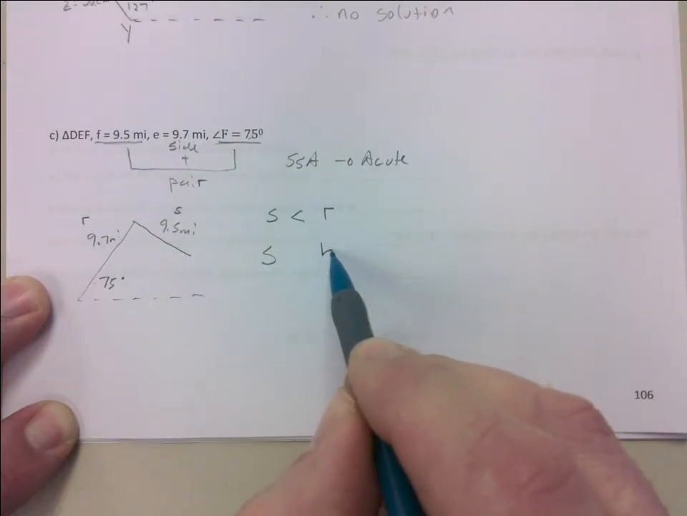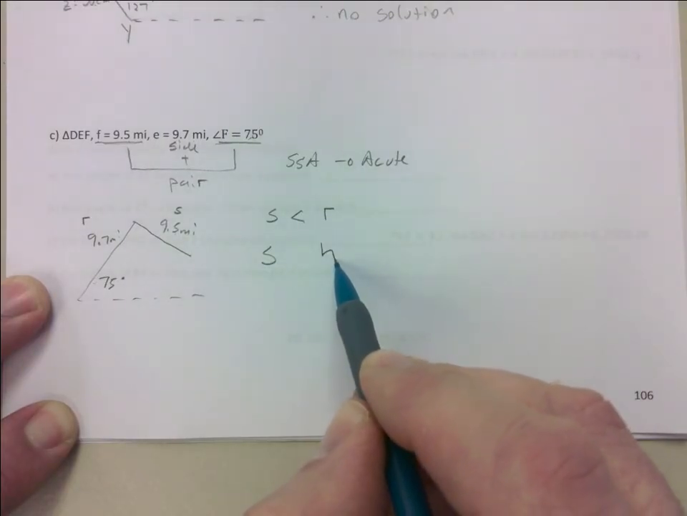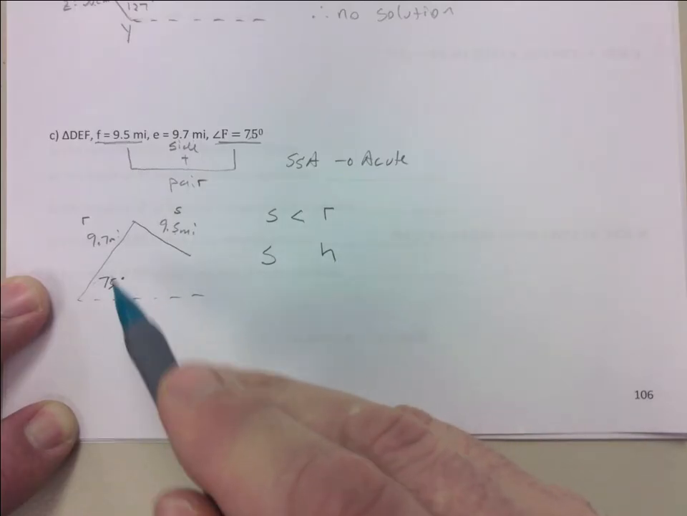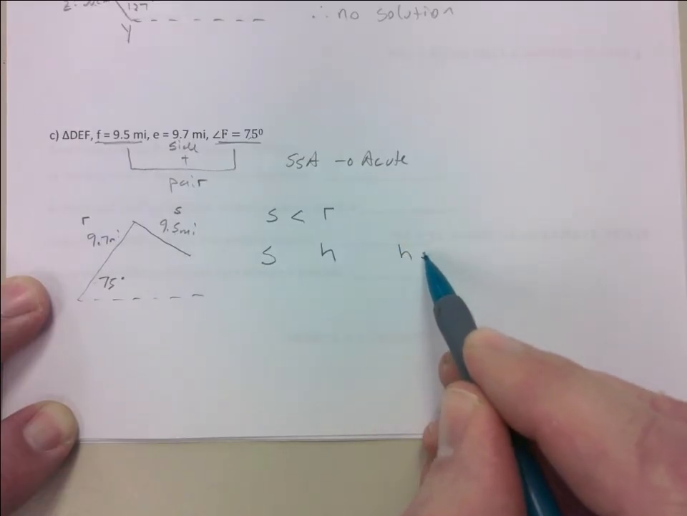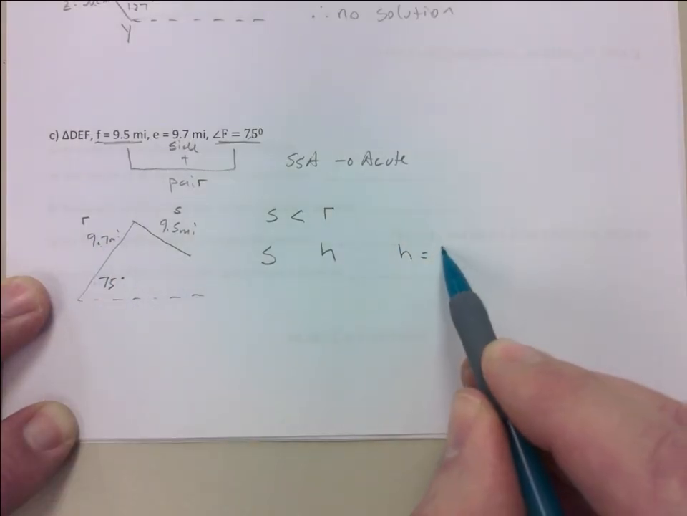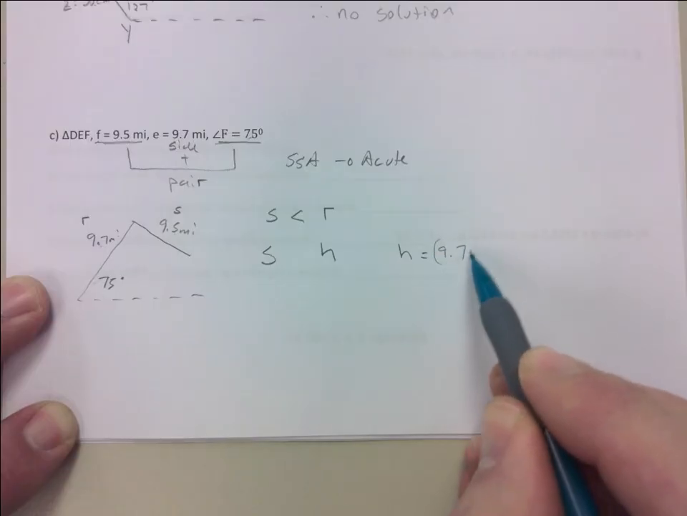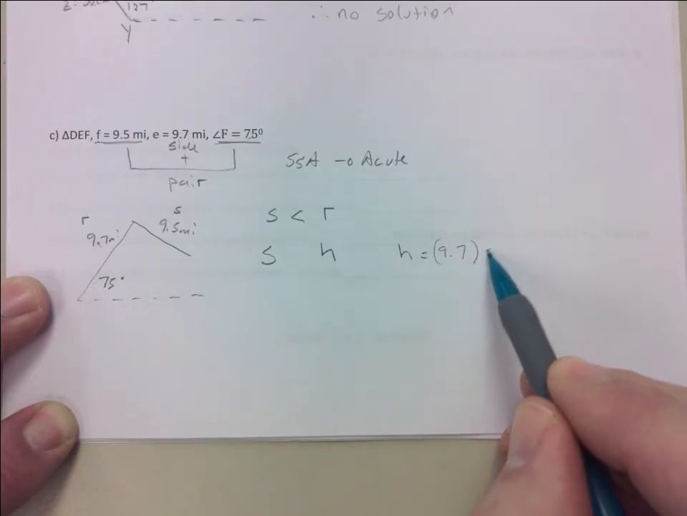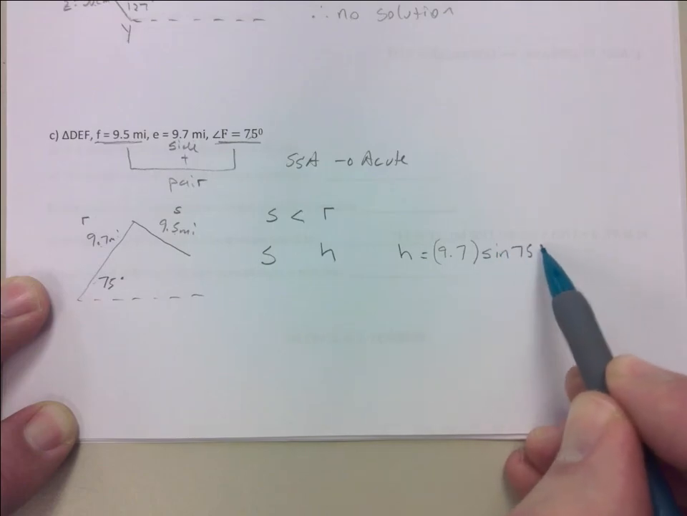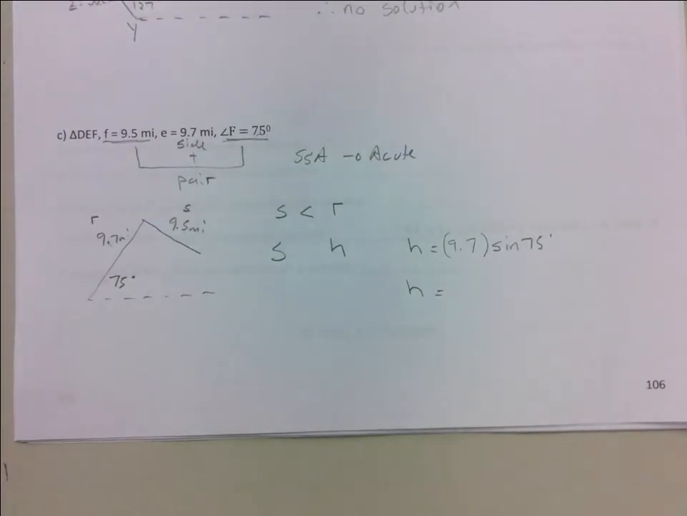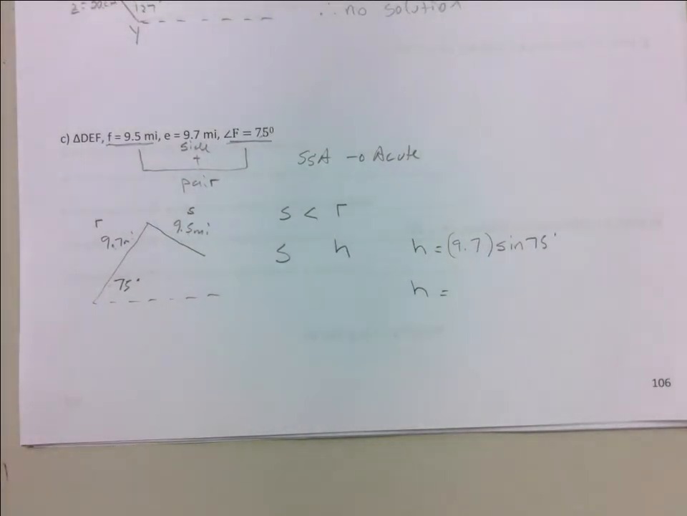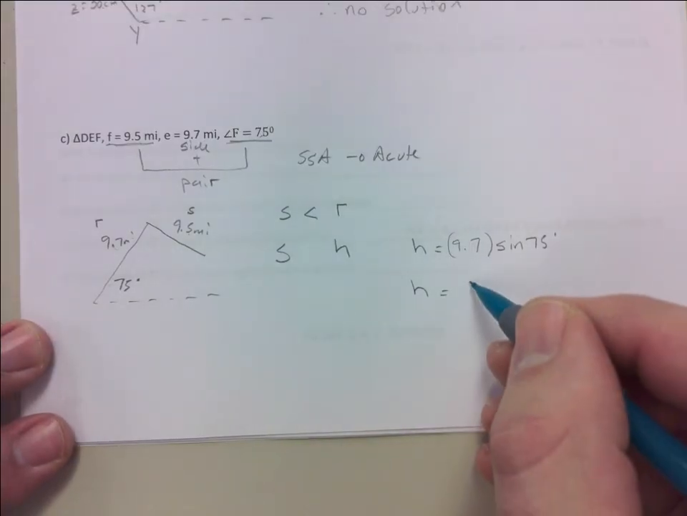Now we got to compare the string and the height. Wait a minute, height? There's no height, Mr. Erickson. You can find it, right? Height is going to be 9.7 times sine of 75 degrees. Let's figure out what that is. I don't have the key in front of me. Let me see. Oh yeah, 9.37.